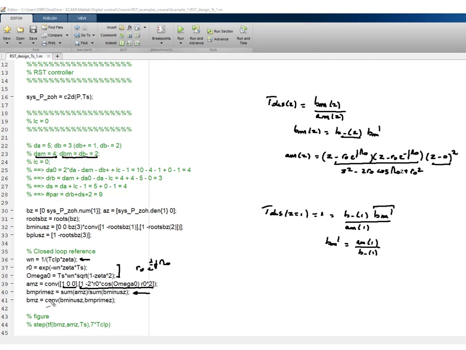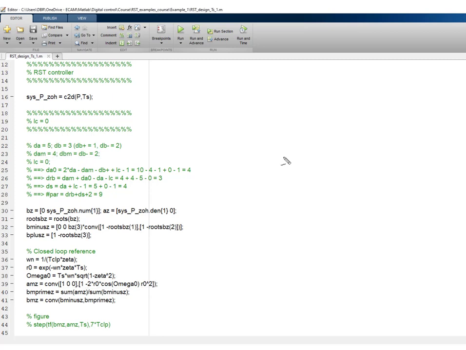Once we have BM prime, we can compute BM, the numerator, as follows, right? So now we have the numerator polynomial and the denominator polynomial, and what we should do is, of course, check if everything is okay. So what you can do then is use this command here.